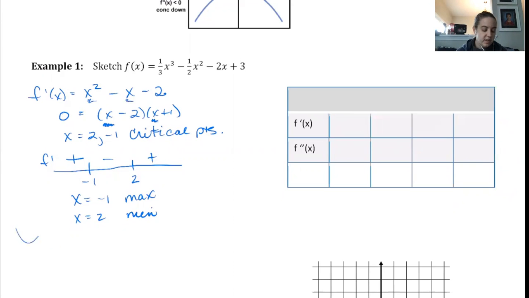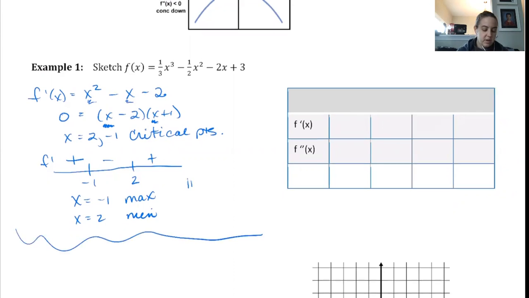All right, so we have everything with the first derivative. Actually, we can talk about increasing and decreasing. We're increasing from negative infinity to -1, and from 2 to infinity. We are decreasing between -1 and 2. All right. That's everything with the first derivative.